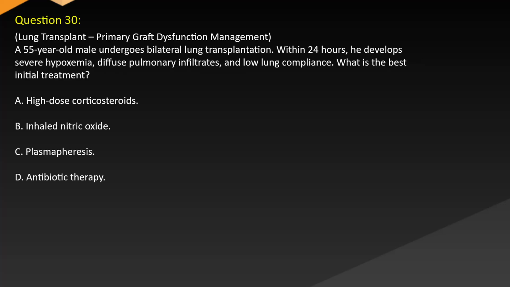Question 30. Lung transplant. Primary graft dysfunction management. A 55-year-old male undergoes bilateral lung transplantation. Within 24 hours, he develops severe hypoxemia, diffuse pulmonary infiltrates, and low lung compliance. What is the best initial treatment? A. High-dose corticosteroids. B. Inhaled nitric oxide. C. Plasmapheresis. D. Antibiotic therapy.